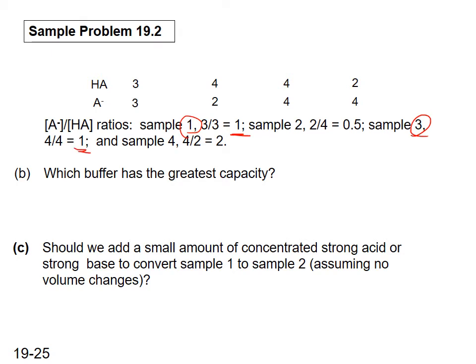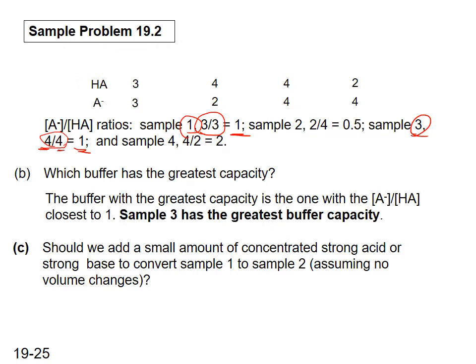Then we look at which one has higher concentration. Now in sample 3, the concentrations of the base and acid are both 4. In sample 1, both acid and conjugate base concentrations are 3, and therefore sample 3 is more concentrated, and therefore the answer is sample 3 has the greatest buffer capacity.